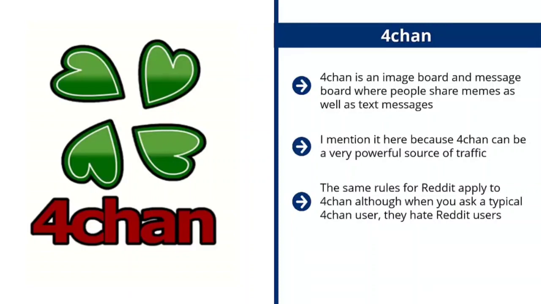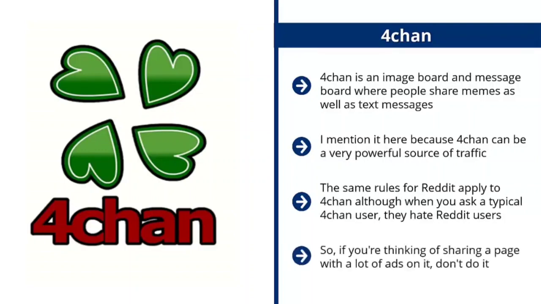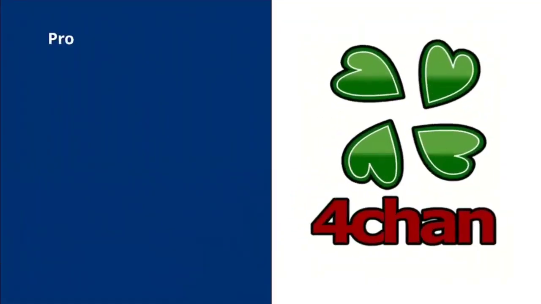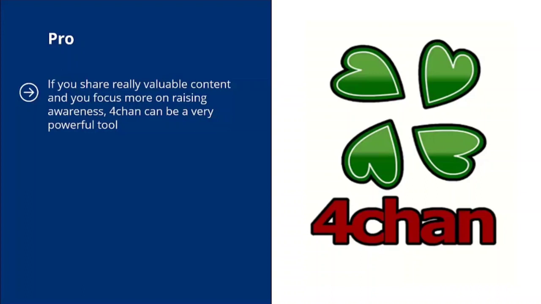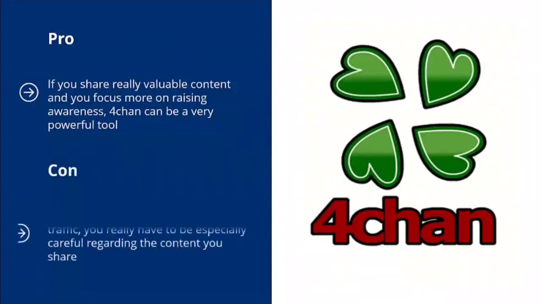These two communities are quite similar when it comes to their attitude to spam. So, if you're thinking of sharing a page with a lot of ads on it, don't do it. You're probably going to regret it because 4chan is also the home of a lot of hoaxes as well as online activists. Consider yourself warned. Pro: if you share really valuable content and you focus more on raising awareness, 4chan can be a very powerful tool. If the content you share raises awareness instead of actively pushing a specific product, your content may get traction. Con: while 4chan can deliver quite a bit of traffic, you really have to be especially careful regarding the content you share.